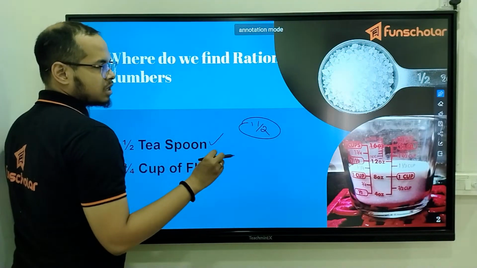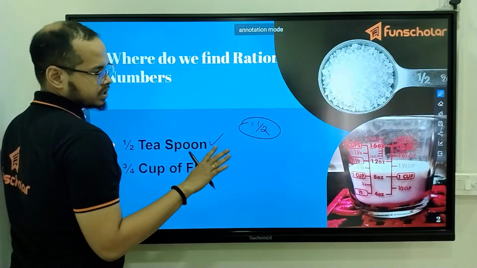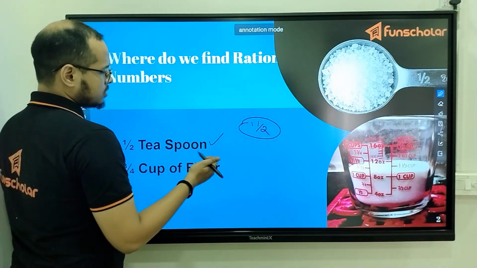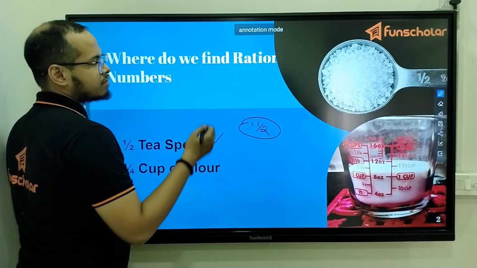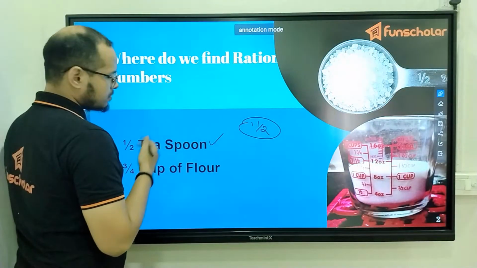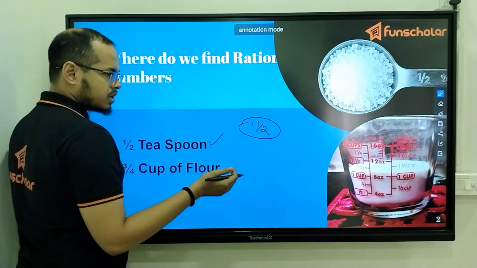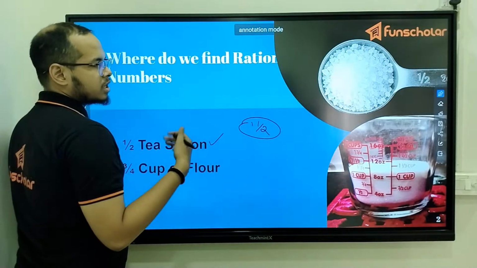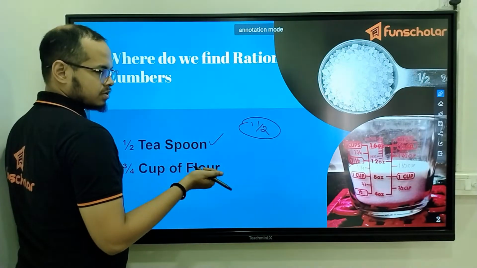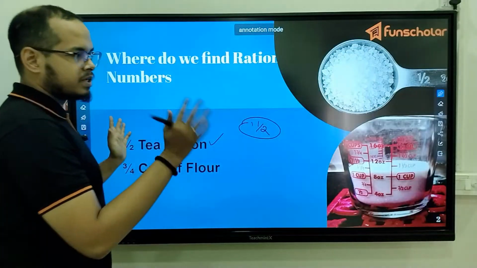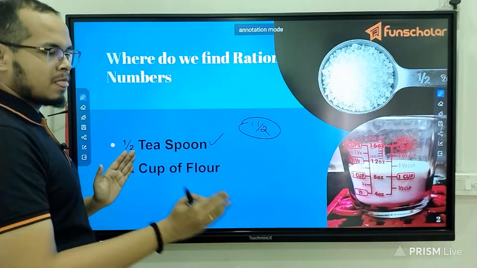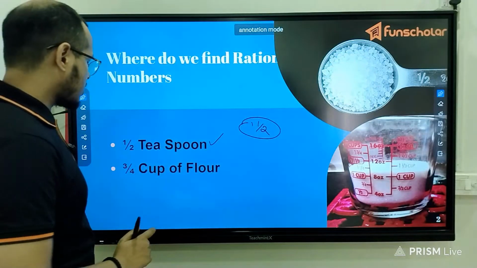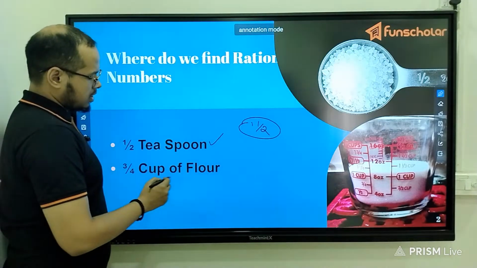Rational numbers and fractions are more or less the same. In fractions we have a numerator and denominator. In rational numbers we also have numerators and denominators, but the numerator and denominator are, in this case, integers. As simple as that. Don't mix them up. They're more or less the same, but they are different entities. So, 3/4 cup of flour.